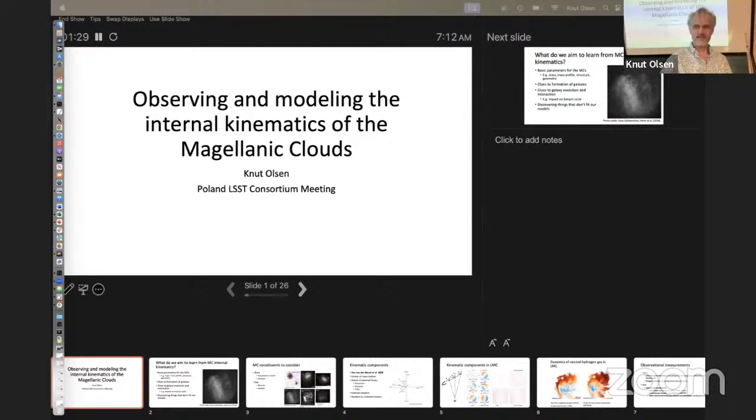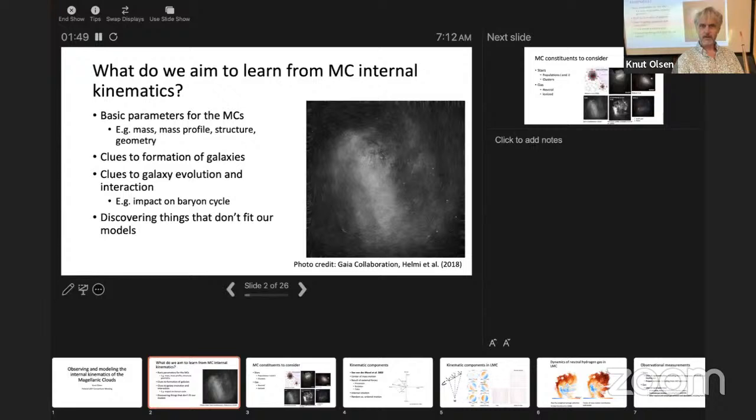So I'm going to be talking about some work that I and others have been doing over some years now on observing and modeling the internal kinematics of the Magellanic Clouds and what we hope to gain from that. Here's a fairly famous picture from the Gaia collaboration showing the internal rotation and proper motion of stars in the Magellanic Clouds. You can clearly see the flow of stars.